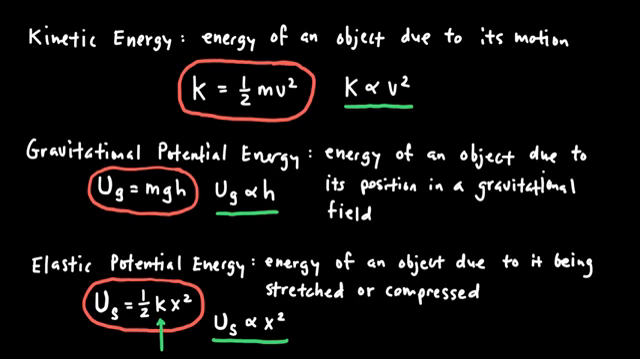All of these forms of energy are measured in joules, and they are all scalars, which means that they don't have a particular direction associated with them, just a magnitude and a unit.